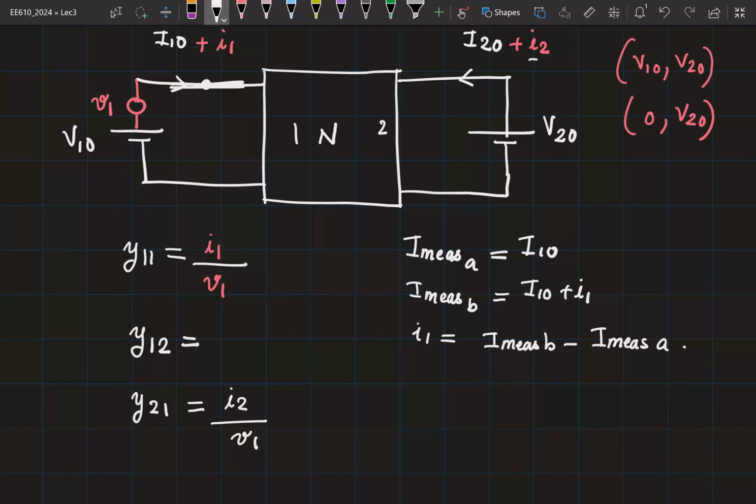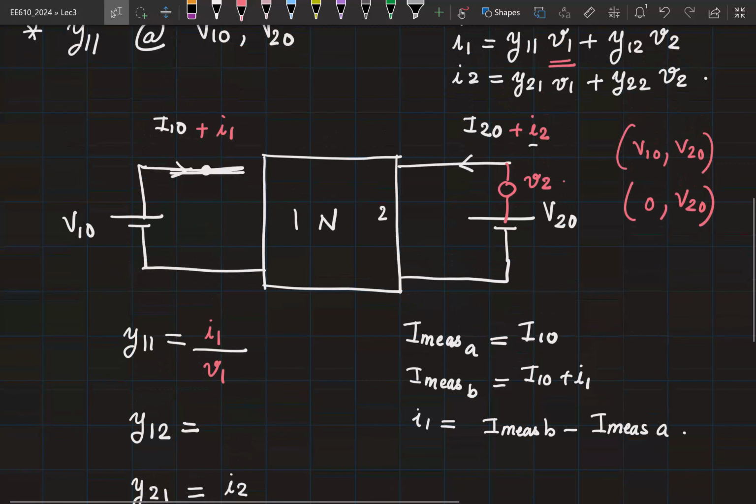Now to do Y12, of course I will have to change this network. This gets shorted and I add the incremental voltage source on this side. Right? And I repeat the same procedure. Once I add V2 here, I would expect this current to change by some quantity. This current will also change by a different quantity. And you can look at what is I1 by V2 and I2 by V2 to identify Y12 and Y22. This is clear?